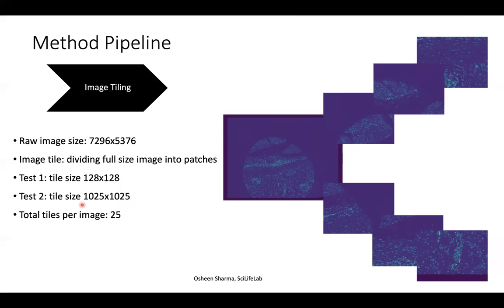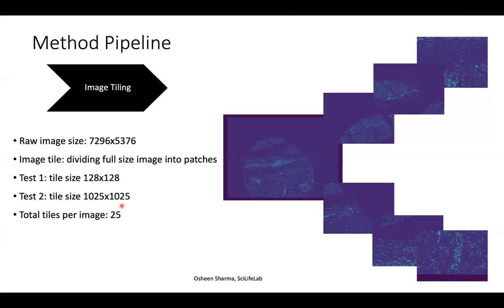And finally, all the experiments were conducted on 1025 by 1025 tile size, so that even the fine structures in the image are clear and it is easier for the network to learn the smaller and finer details in the image.